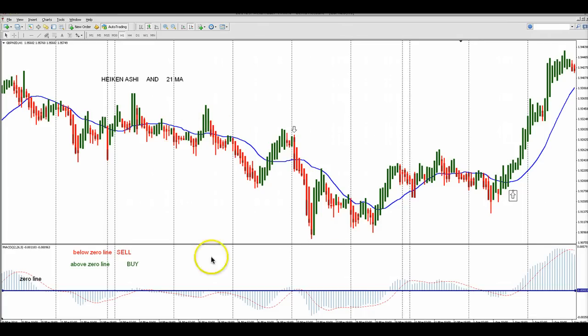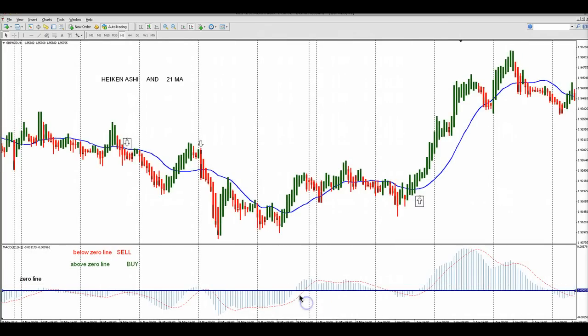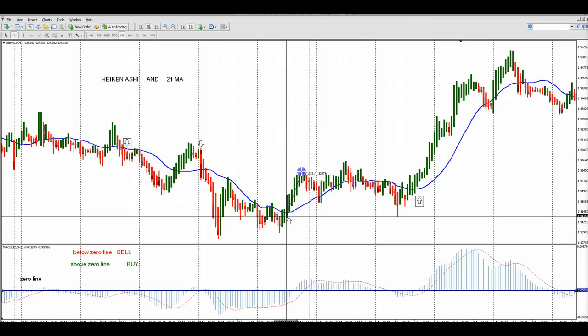Same thing here. The histogram is below the zero line, so this obviously is just a retracement. You wait for that retracement to finish, take your trade here, and for about 6-7 hours the market just went on the downside. Now the opposite is true here. We've got histogram lines above the zero line, and the market found support. We don't have lower lows anymore, and Heiken Ashi candles turn green. There's your entry, and of course we're looking for about 100 pips.